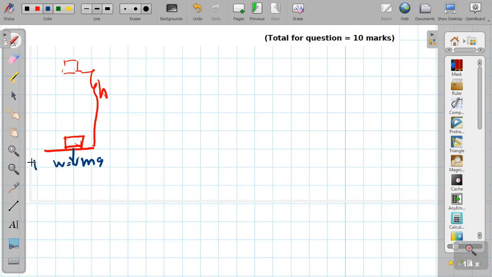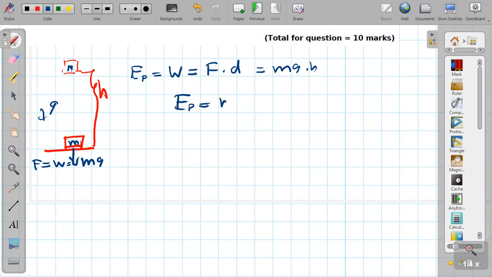The force is the weight, equal to mg, where g is the gravitational acceleration and the mass is m. So what is the work done here? Energy E_P equals work done. Work done equals force multiplied by distance. What is the force here? mg. And what is the distance here? h. So that's why potential energy equals mgh. Got it? Understood?